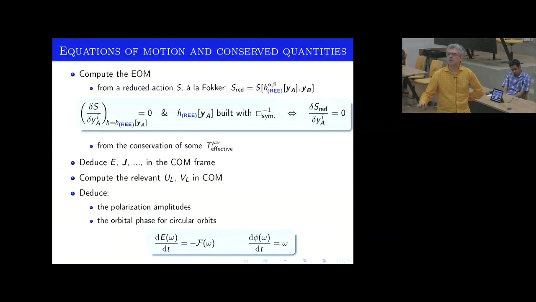Hence, the polarization amplitudes. As for the phase, it is derived using a balance argument. In the case of circular orbit, the energy E and the flux F depend only on the orbital frequency omega. And so this equation, together with the definition of omega, is sufficient to integrate omega as a function of t. Hence you can also derive the phase as a function of t.